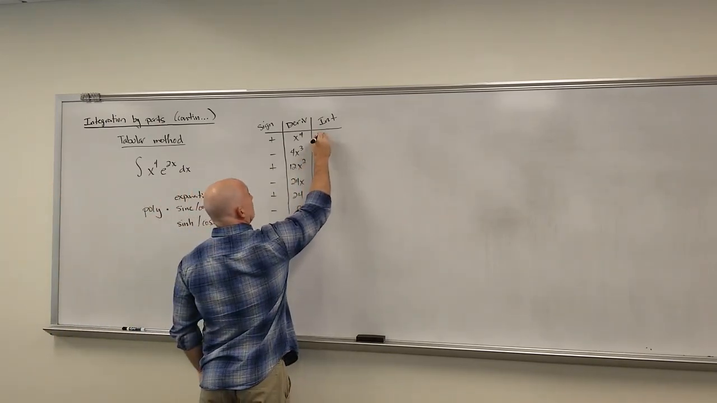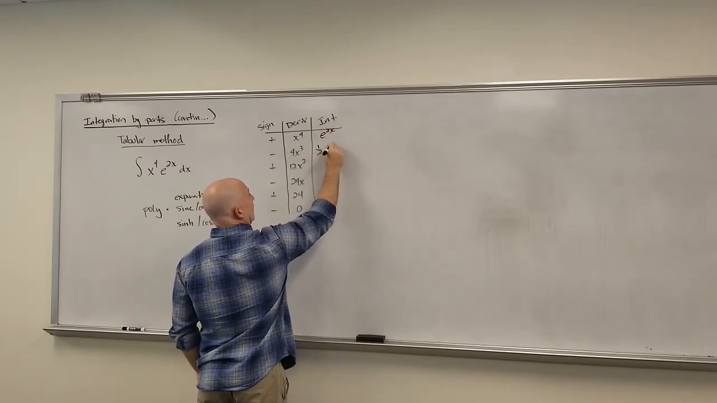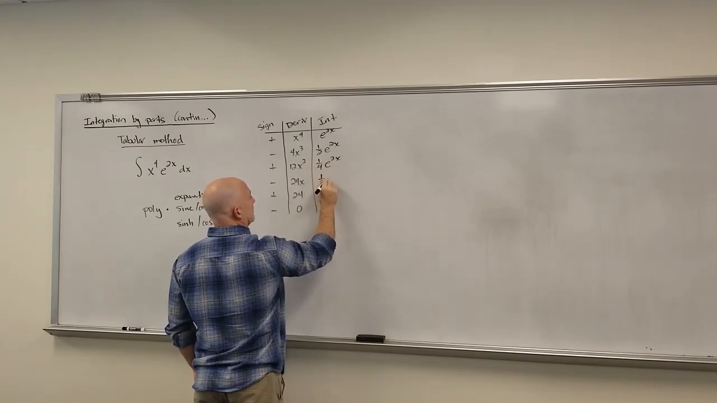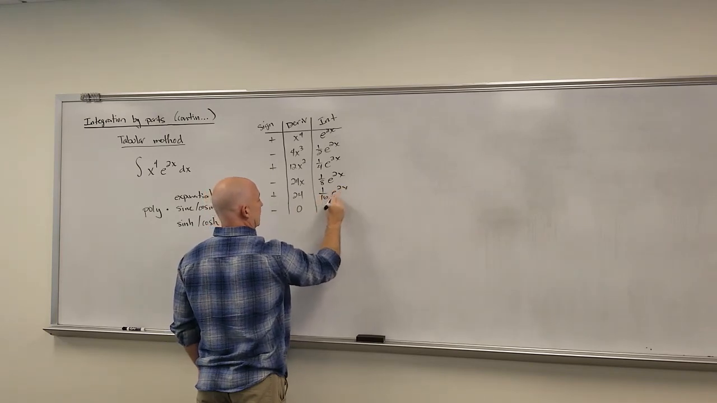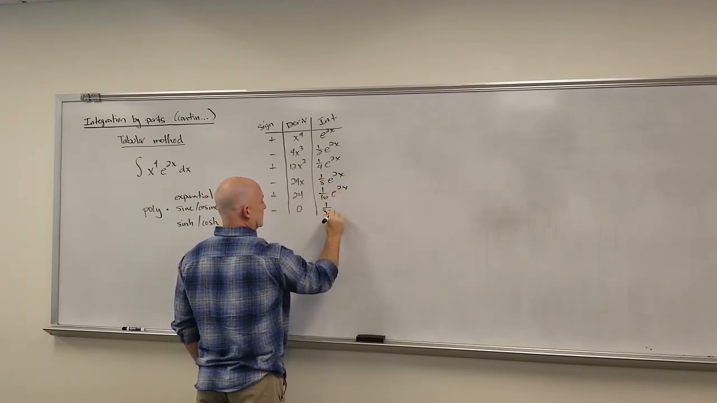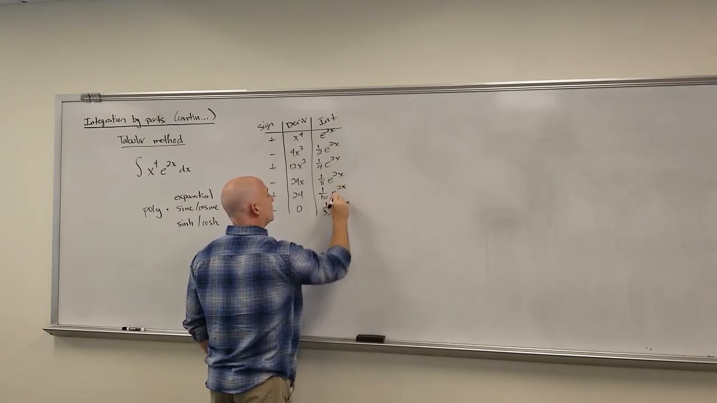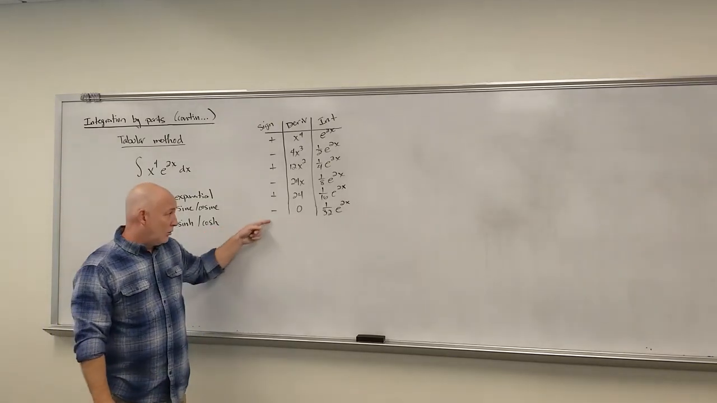All right, everything else is what you're going to integrate. So I'm going to be integrating e to the 2x. Each time I integrate, I get a 1/2 out front. So that's 1/4 e to the 2x, 1/8 e to the 2x, 1/16 e to the 2x, and 1/32 e to the 2x. Okay, and again, you go down till the 0 shows up.